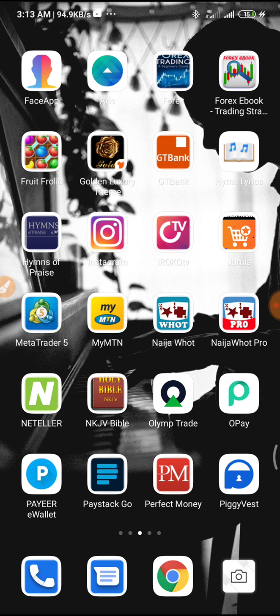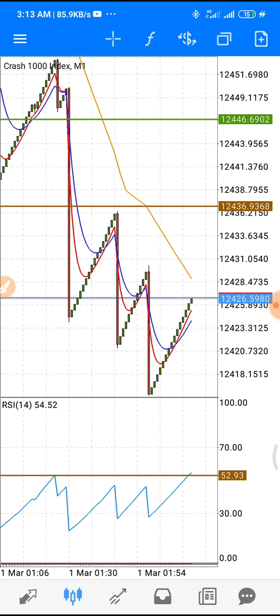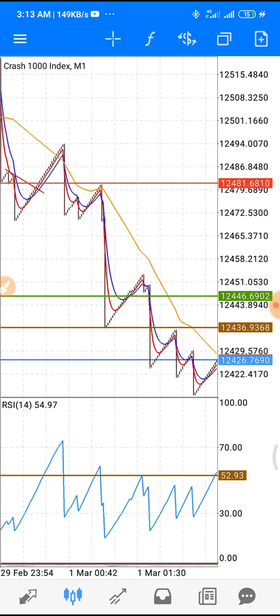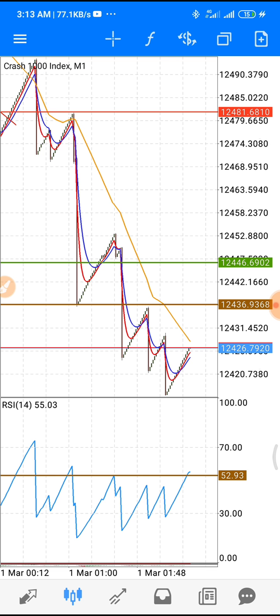As you all know, I'm the great king of boom and crash, and I always work to maintain that name. So I've been able to dictate something good for you guys again on boom and crash, and this is an amazing strategy on how to dictate spikes on boom and crash using RSI 14.